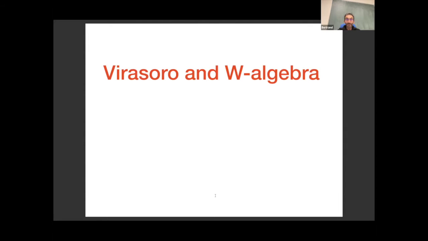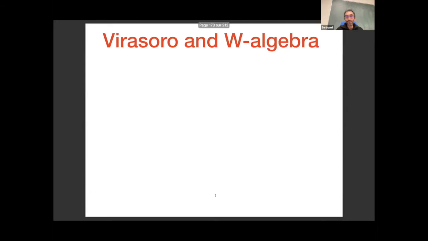However, this notation is very useful if you want to study how the Virasoro and W algebra appear. I see that I'm close to the end of my time, but I'm nearly finished. I have 2 slides, basically.